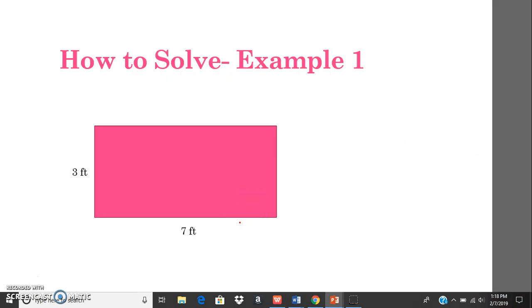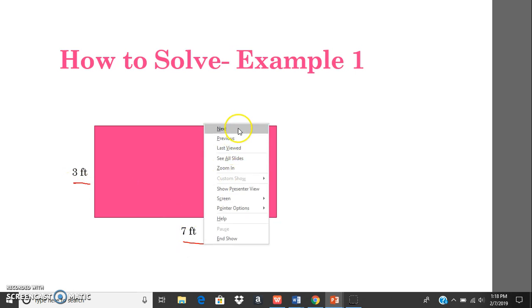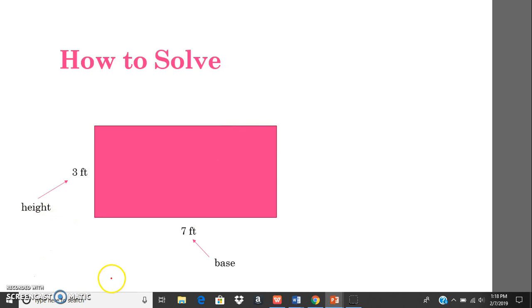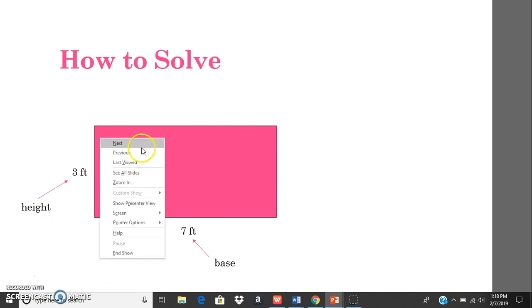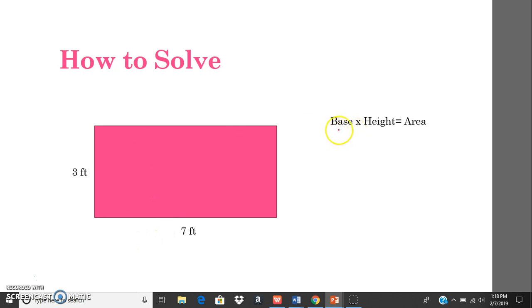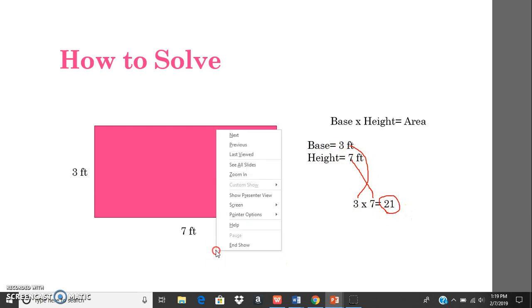So we're going to do a couple of examples, and this is the first example. I made this rectangle here, and we have the base and the height labeled on the side. And then we're going to put the formula right here to remind us what we're looking for. So we have the base equals 3 feet and the height equals 7 feet. And then we're going to multiply those together. We put that there and then we came up with this answer, 21.